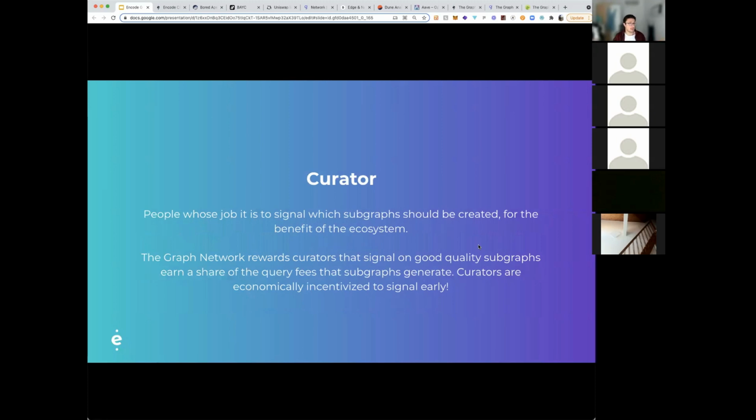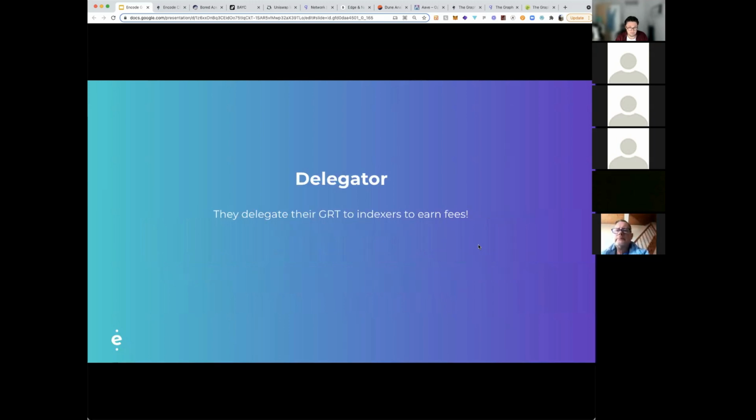A curator, again a non-technical role, is to signal which subgraphs need to be created. Anyone can use a subgraph. You can either create your own or use existing ones. We'll look at them a bit later. If you think we should have a subgraph about this new application that's popped up, and you signal that early, you can earn a share of the query fees that subgraph then generates. Obviously, the more popular the subgraph, the more fees it's going to generate, and more fees will go to the original creator. So there's an incentive for you to be nice and early, making sure particular subgraphs are created. And then you can be a delegator.